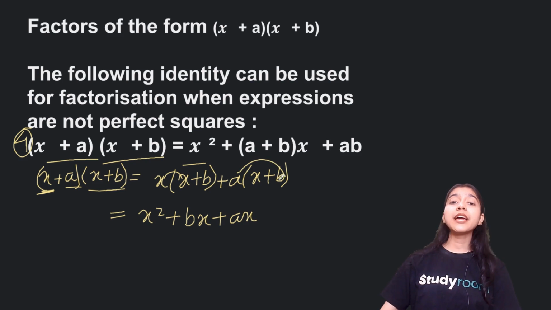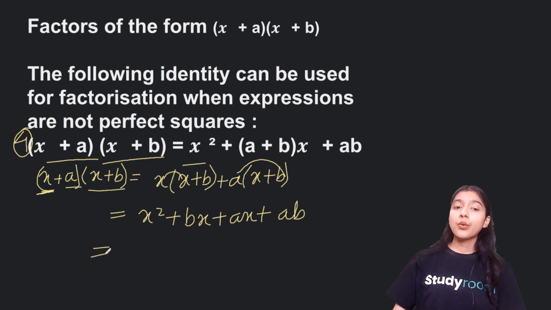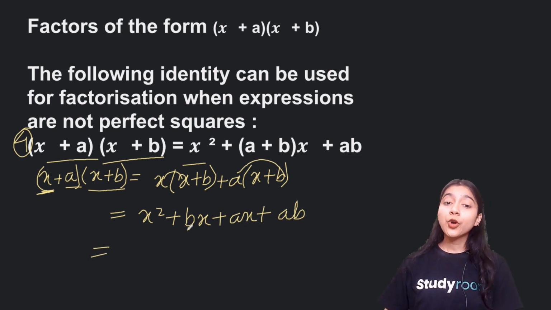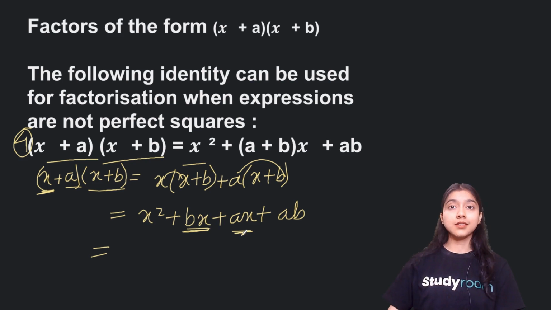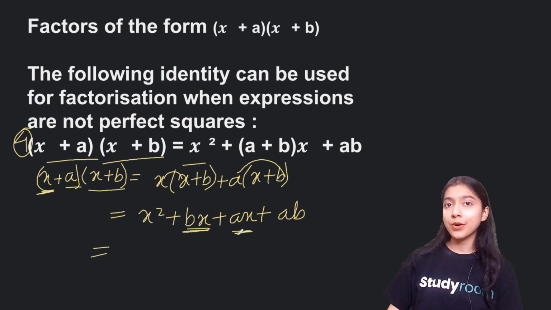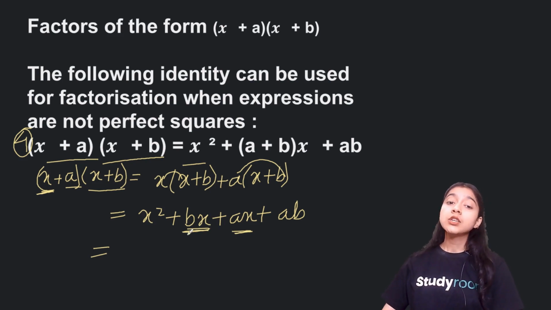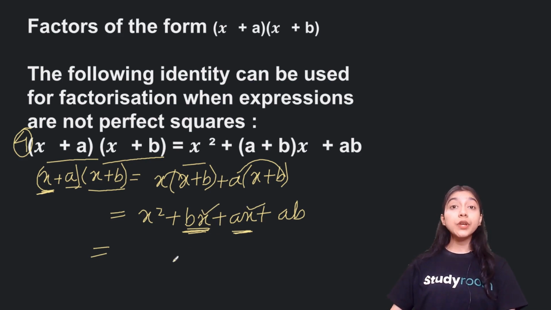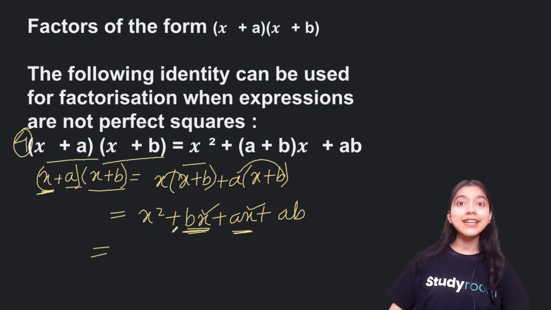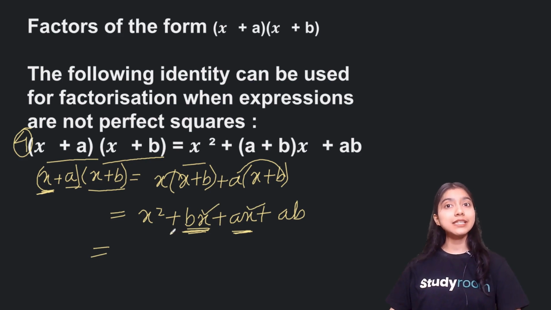Now a will be multiplied with b, so plus a multiplied with plus b gives us plus of ab. Now what we can do is, from this bx and ax, we can take a common term outside, and I taught you this factorization in the previous lesson, factorization using common factor. So bx and ax has a common factor, that is x. So we will be taking x outside the bracket and take the remaining terms inside the bracket.